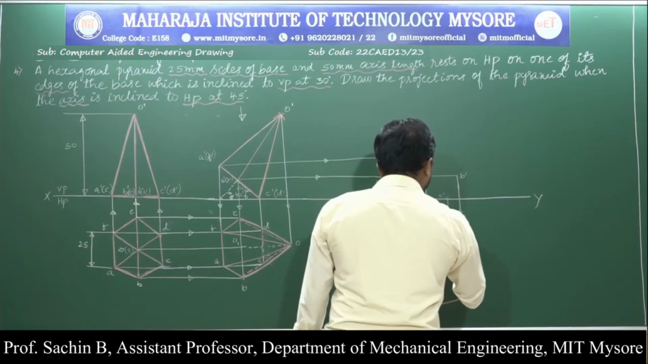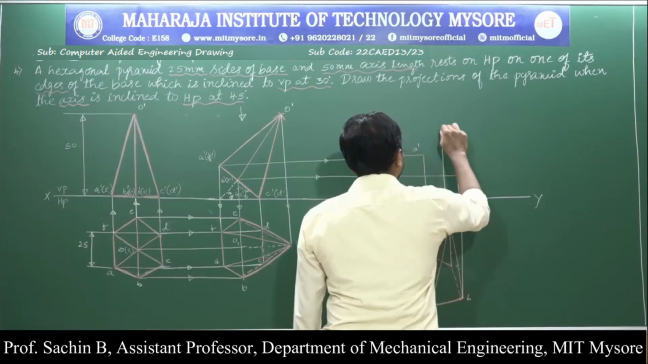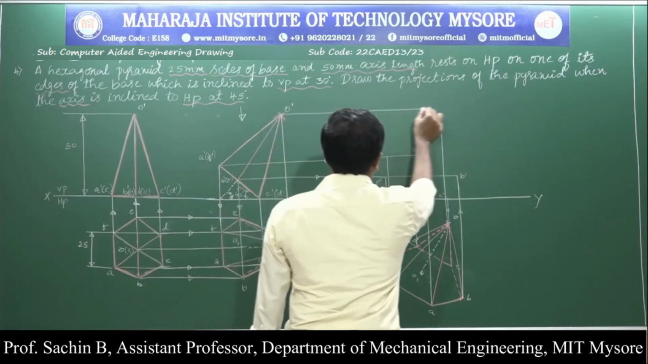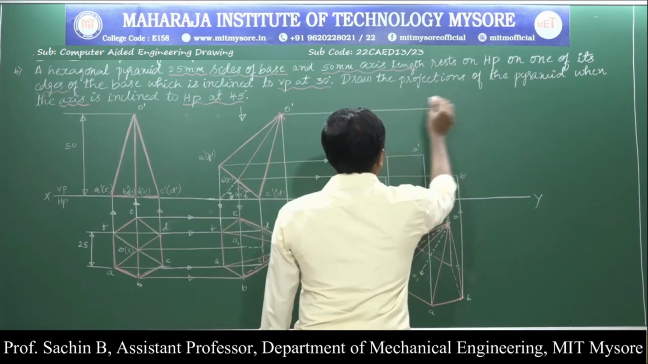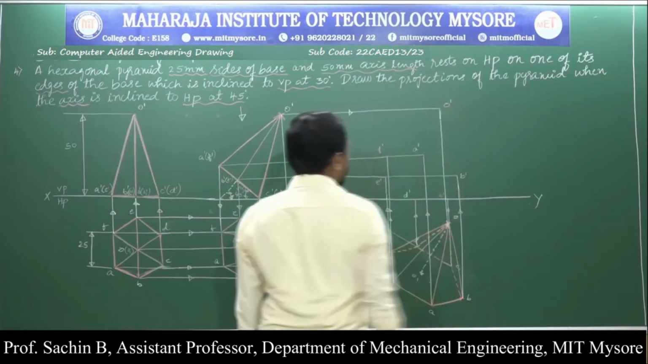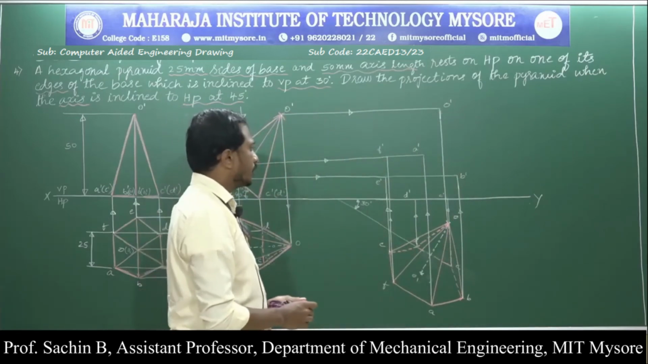Now one more is left, that is about the axis. I am extending this axis. This is O dash point. Now I will go for applying the visible and invisible concept.